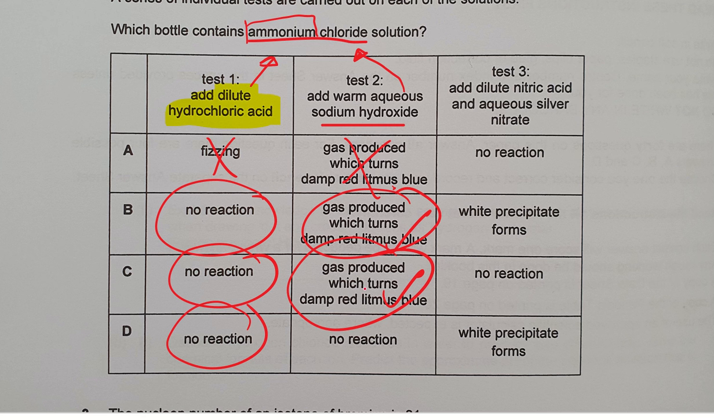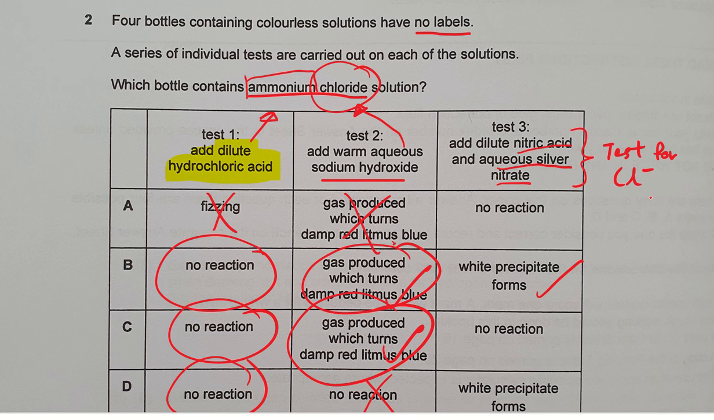So now I'm still left with B and C. Let's take a look at the last test then. The last test will require us to add dilute nitric acid and aqueous silver nitrate to your ammonium chloride solution. You need to recall what this test is about: adding acidified aqueous silver nitrate. This is actually a test for chloride ions. Since ammonium chloride contains chloride, you will form a white precipitate when test 3 is administered. So the answer for question 2 is B.